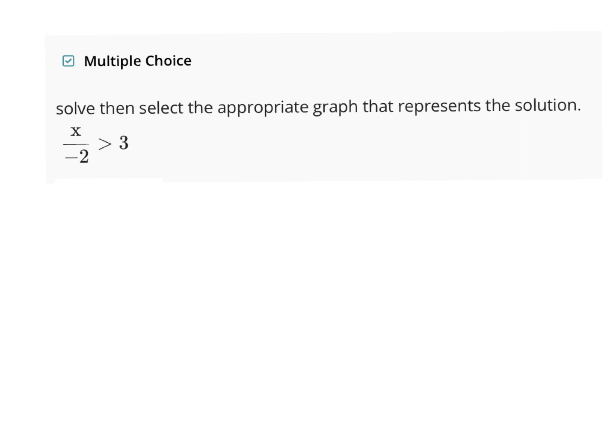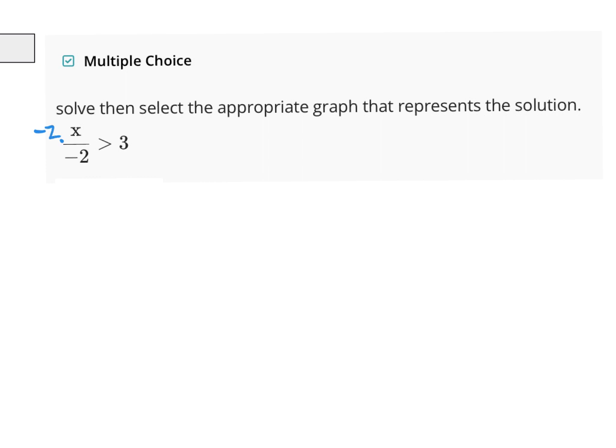When we have an inequality like this that says a number divided by -2 is greater than 3, you want to get that x by itself. You don't want this divided by -2. You just want that x all by itself. So how would you get rid of this divided by -2? Anybody? How do you get rid of a division problem? Multiplication by that same exact value.